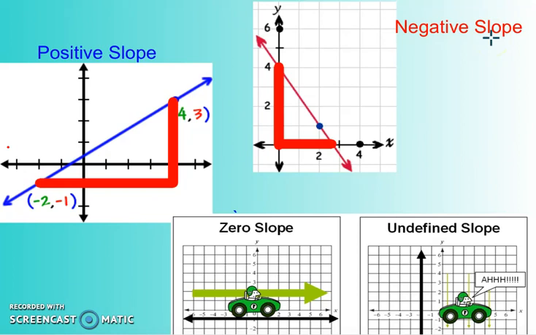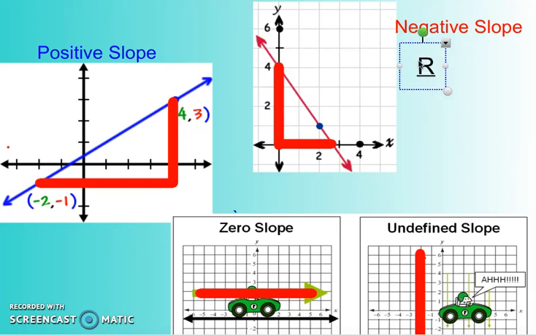Then there's two other types of slope. One of them is a zero slope. And that means that this line is just running from right to left. It is not rising at all. And then the last one is an undefined slope. An undefined means that it's rising, but it is not going left or right at all. So it's not running.